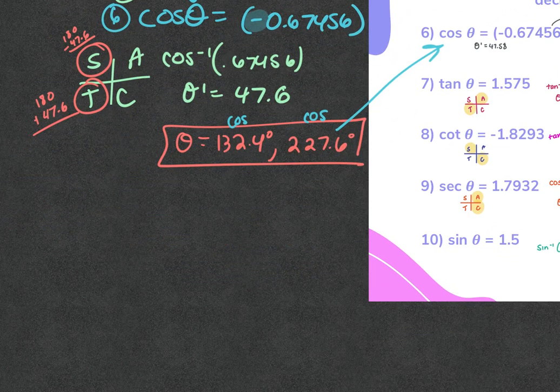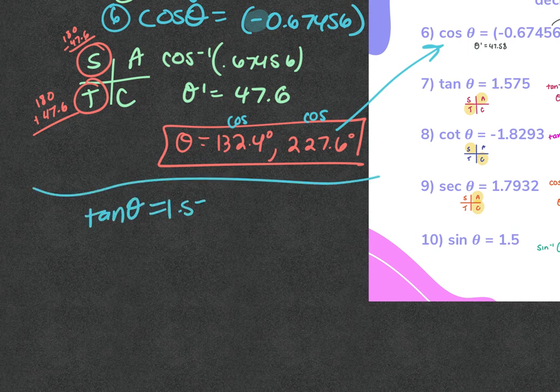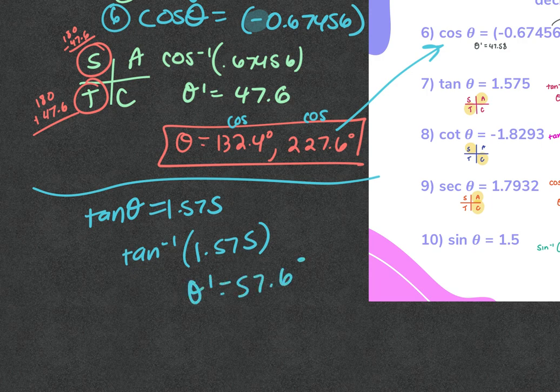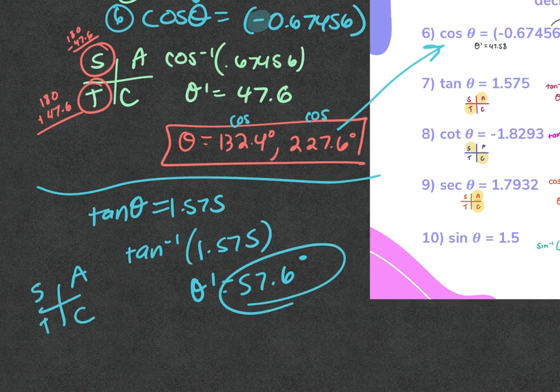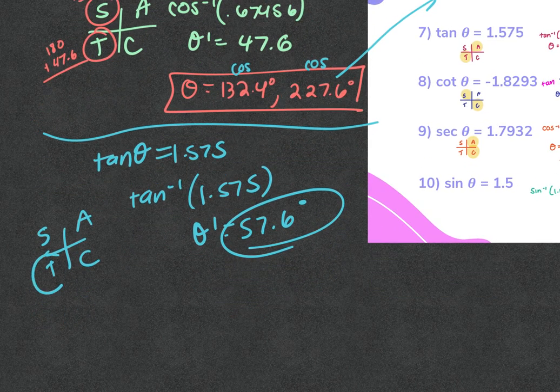Go to tangent. So now tangent of theta is 1.575. So I do second tan -1 of 1.575. And I get theta prime is 57.6. Tangent is positive in the first quadrant, so that is one of my answers. It is also positive in the third quadrant where I have to do that plus 180. So 57.6 plus 180 gives me my second angle, 237.6.